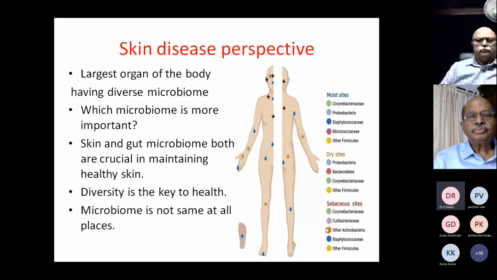Now let us come to the skin disease perspective. Skin is very important since it is one of the largest organs of the body, and it has a very diverse microbiome, and it is not constant for all the areas of the skin. Various areas like the moist sites might have a different microbiome, which we can see on the right, like corynebacteria, proteobacteria, staphylococci, and so on. Dry sites also have a different kind of microbiome. Then sebaceous sites also have their own microbiome like corynebacterium, cutibacteriaceae, and so on.